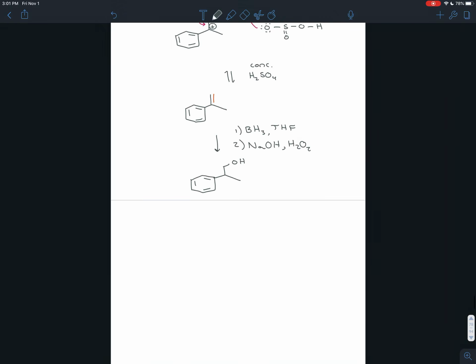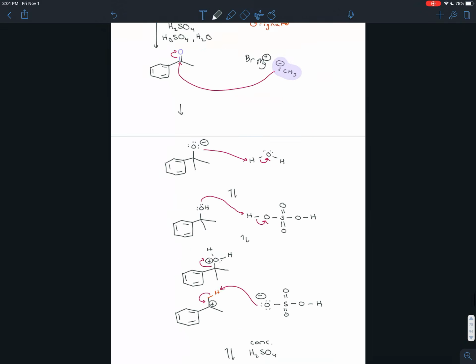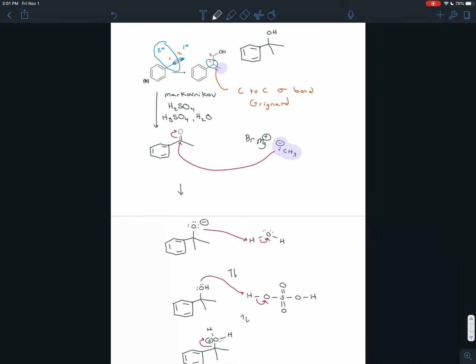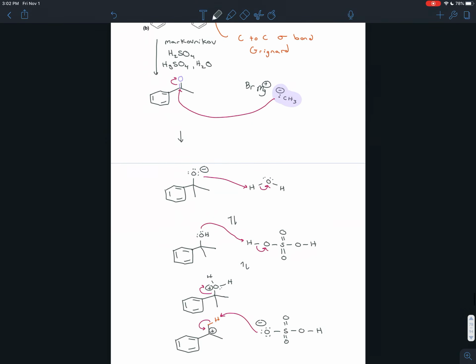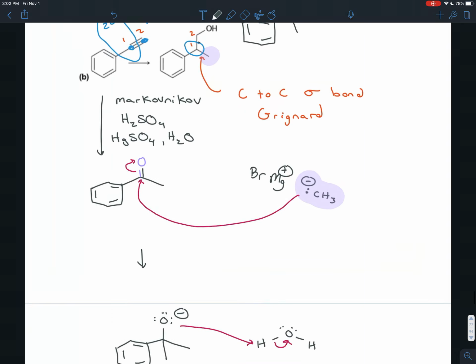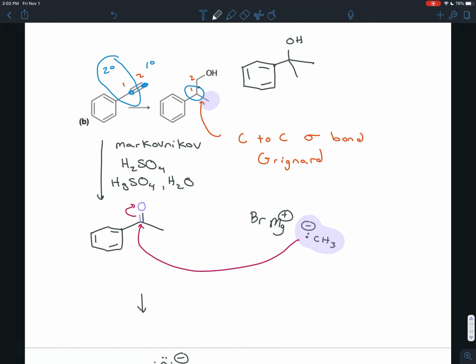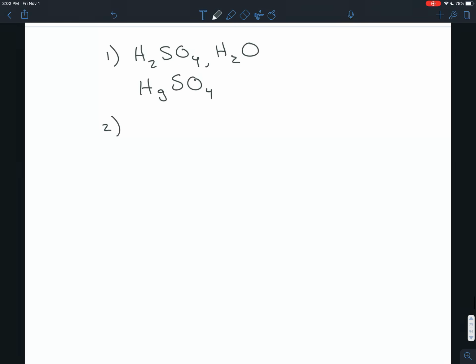Let's write that out, the steps for that all together. The first step was to do this Markovnikov addition onto the terminal alkyne. So sulfuric acid and water catalyzed by mercury 2 sulfate. And once we had that, that gives us our ketone that turns the terminal alkyne into a ketone. Once we have the ketone, we can react it with our Grignard reagent to get the new carbon-to-carbon bond that we saw. So in that case, the Grignard reagent was methyl magnesium bromide, so CH3 and MgBr.